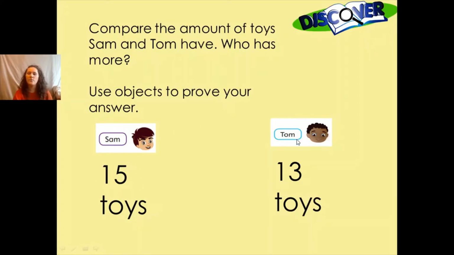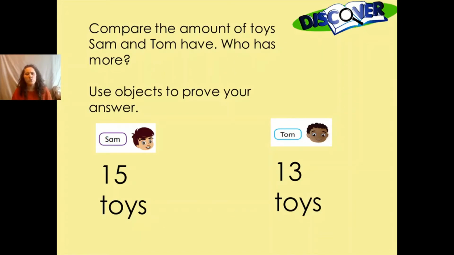Then over here we have Tom. And how many toys does he have? Can you tell me what this number is? Fantastic, that's 13. So Tom has 13 toys and Sam has 15 toys. And our question is asking us to compare them to see who has more. Now you might already know who has more just off the top of your head. Don't worry if you don't, because we will go through it together.